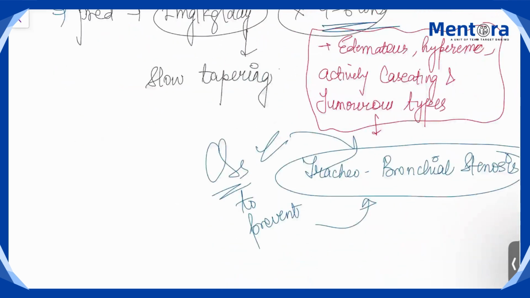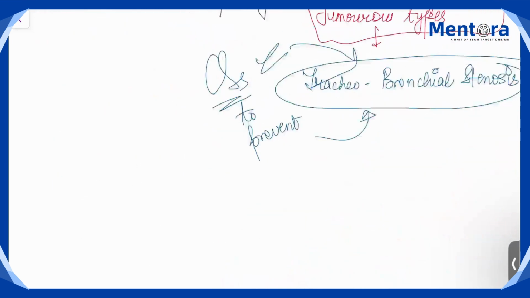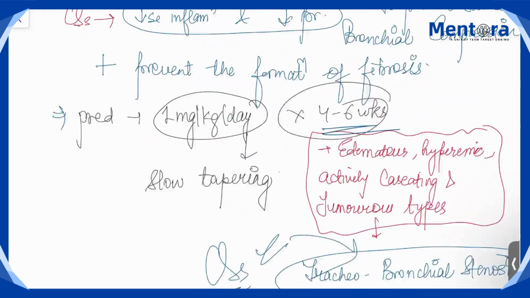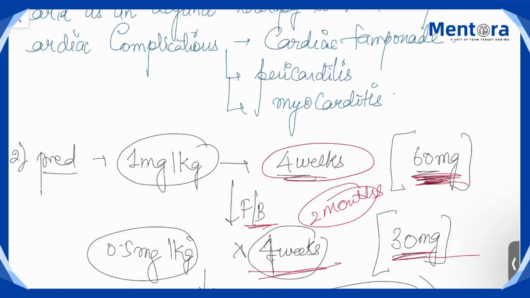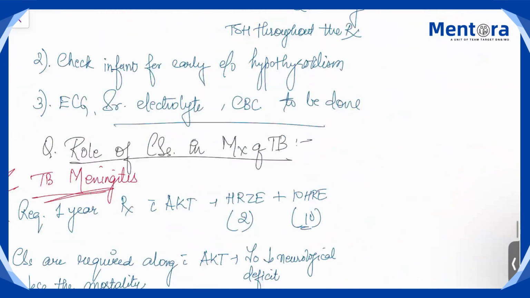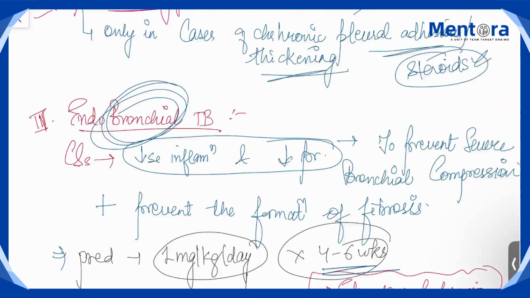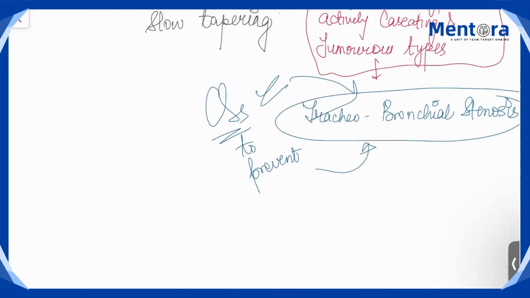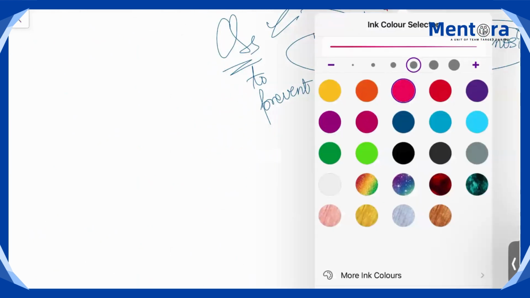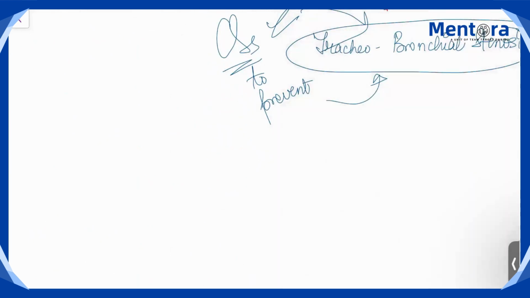Next, कितने हो गए? 1 2 3. 1 TB meningitis, second pericardial, then miliary, 4th pleural, 5th endobronchial. This is 6th. I hope you are not tired. I want to take one more question after this.